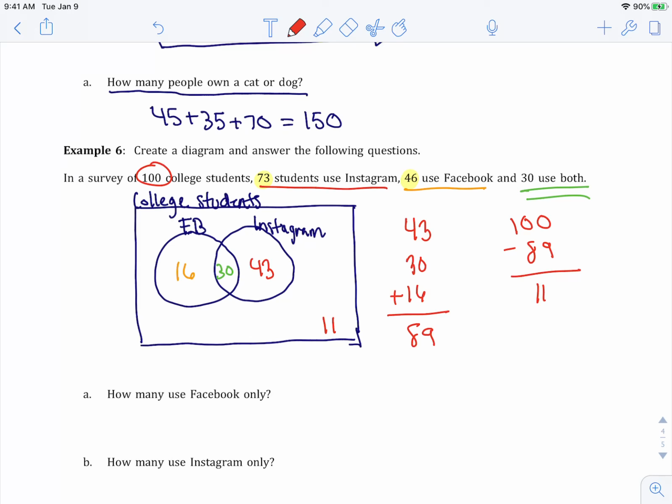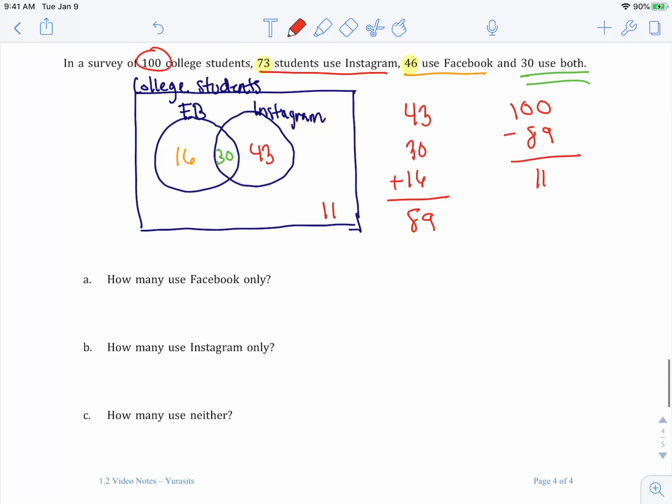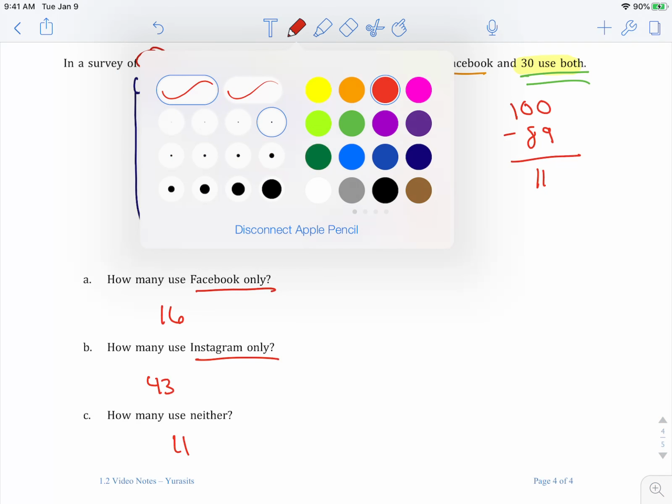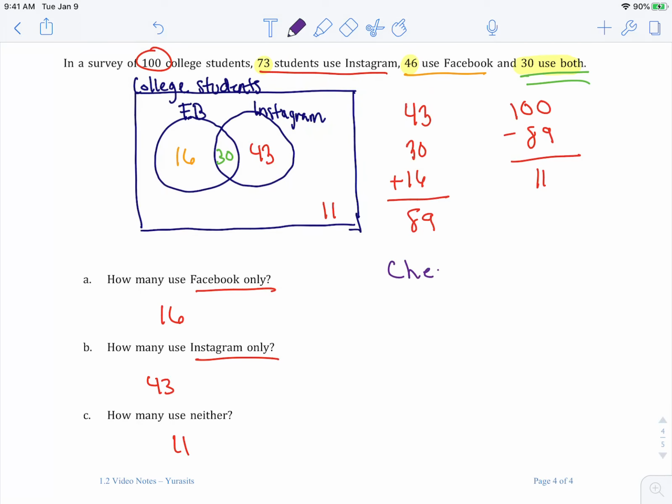Now, that's the hardest part, because now you can answer these without doing much work. How many use Facebook only? Oh, great. 16. Don't even have to do anything. How many use Instagram only? 43. And how many use neither? 11. So key thing is start with both and work your way out. And then, to check your work, 16 plus 30 plus 43 plus 11. That does equal 100, so we're good.